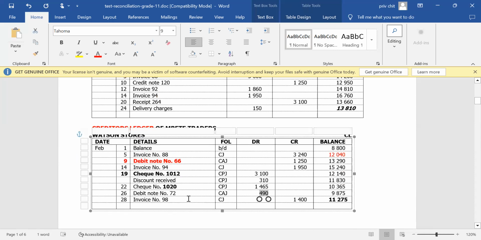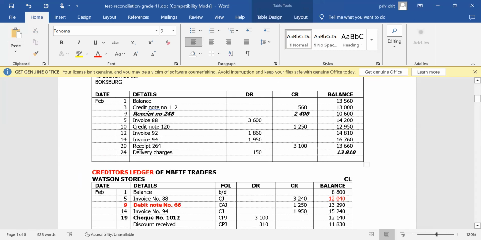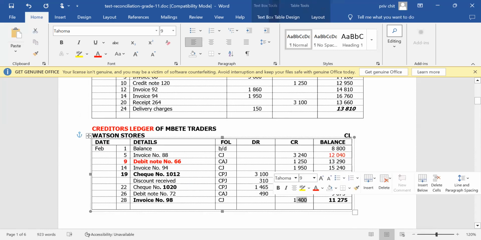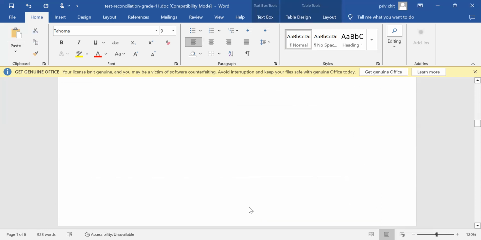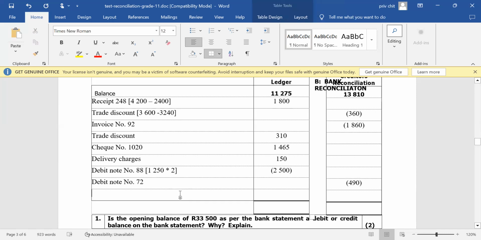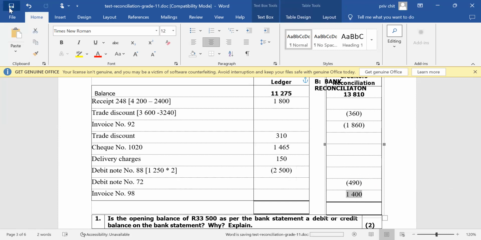And then invoice number 98. I'm not seeing invoice number 98 from here. Meaning to say on the creditor statement, they did not record it. So it's supposed to be in the reconciliation again on this side. Are we subtracting or adding it? No, we're adding it because we were buying. So with an invoice, you add it if it was omitted. Why? Because we bought from these guys, but they forgot to record it on their side. That's what is happening.